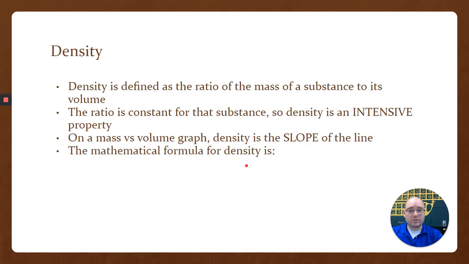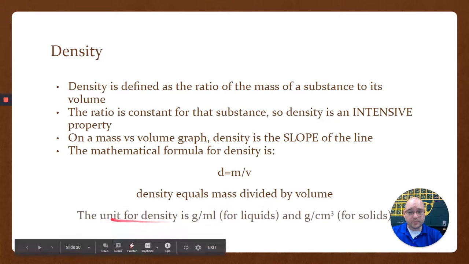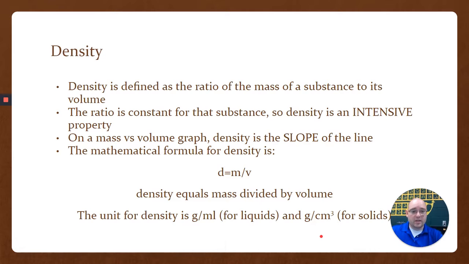So the mathematical formula for density, which we learned the other day, is density equals mass divided by volume. D equals M divided by V. Now the unit for density is grams per milliliter if we're talking about liquids, because we measure the volume of liquids in milliliters, and grams per cubic centimeter for solids, because a cubic centimeter is the unit for a solid.